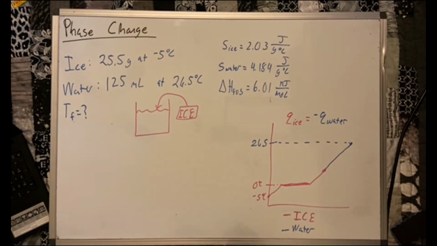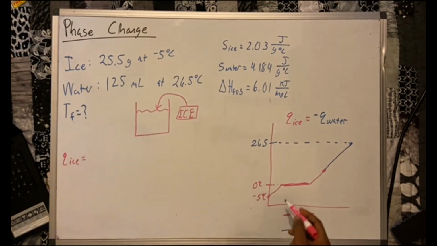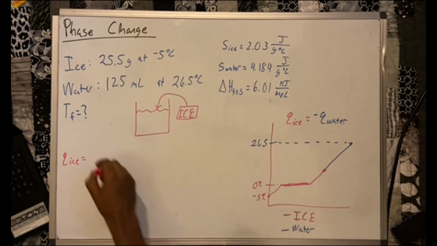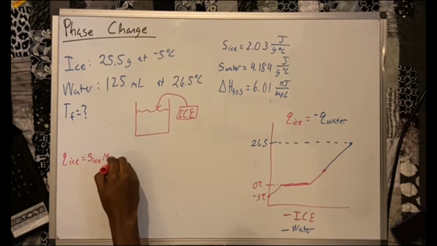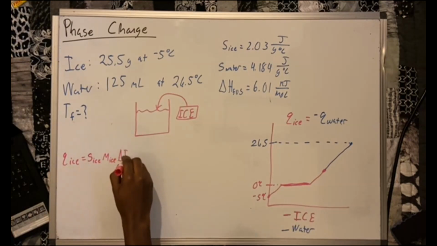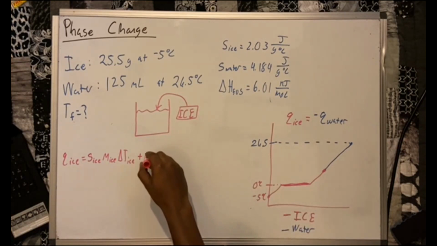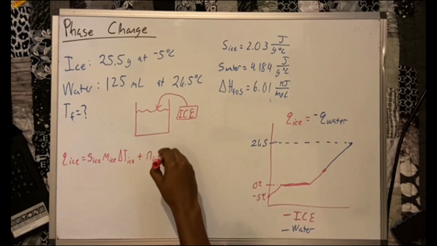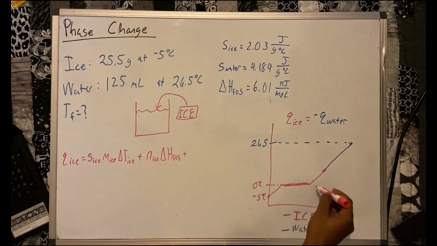All right, so no gripes. Now I need to figure out what Q of ice is. So the Q of my ice: first it's this heating up part, so that's my Q = SM delta T. So S of ice times the mass of my ice times delta T of my ice, plus, now it's this melting part, so the moles of my ice times delta H of fusion. And then it heating up.